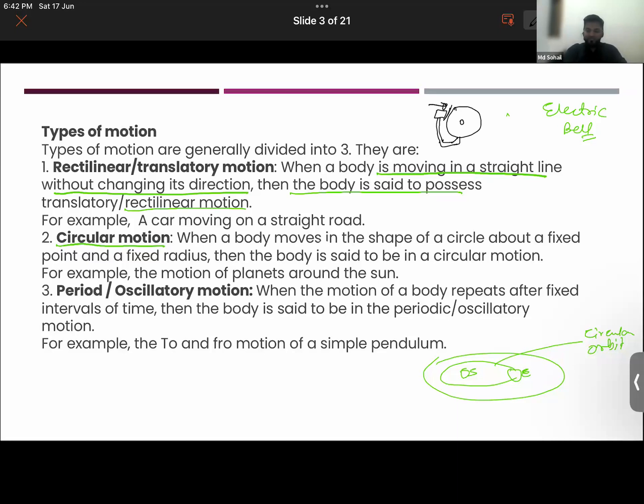All right. What are some other examples? The to and fro motion of a simple pendulum will also be considered an example of what? Yes, an example of a periodic or oscillatory motion.